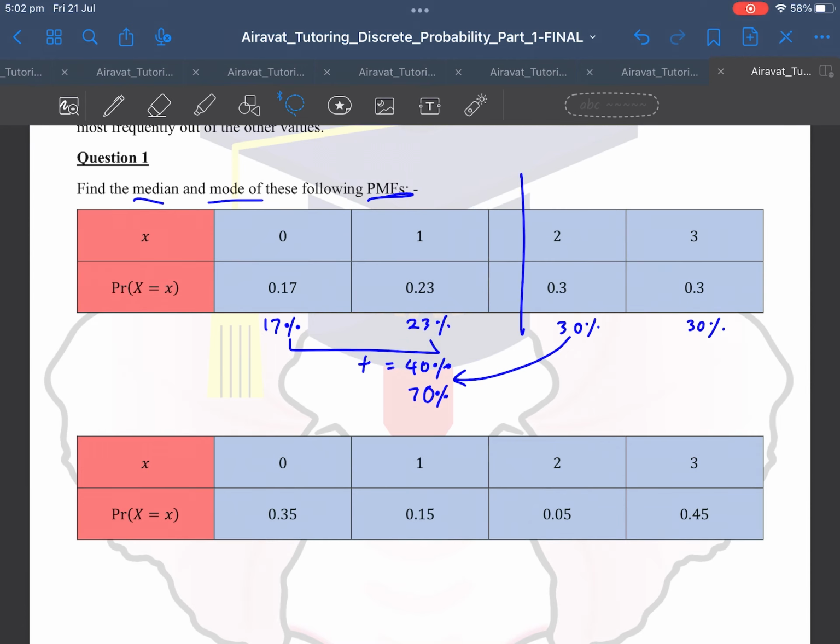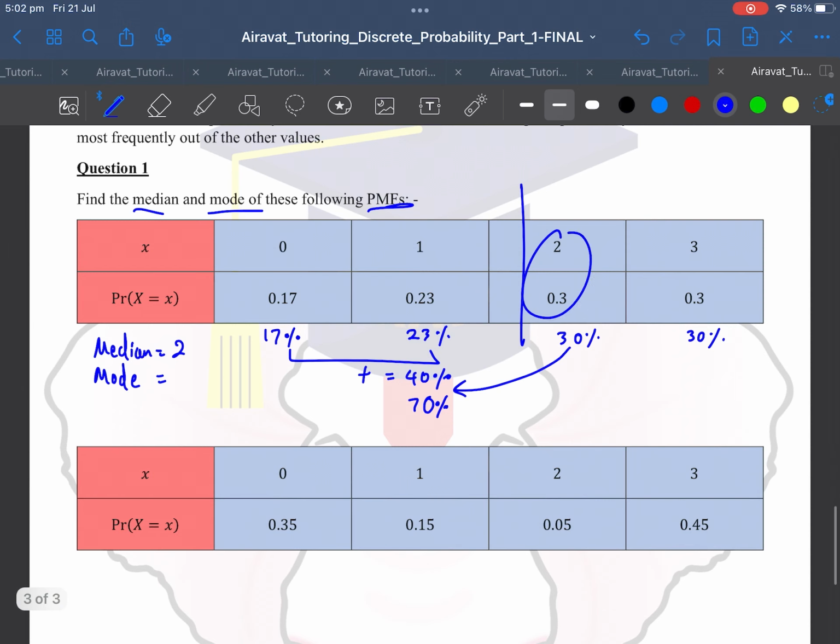But here, this is discrete probability. So we don't care about what the middle point is. We don't care about all the decimals and stuff. What we can simply conclude here is that median is just going to be 2, because the 50% mark falls under 2. So median is going to be 2. And mode, again, is the most repeated number with the highest probability. So these two over here have the highest probability. So it's going to be 2 and 3. We have two modes here.